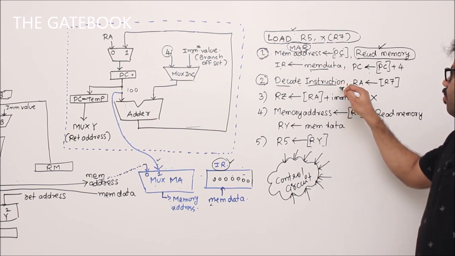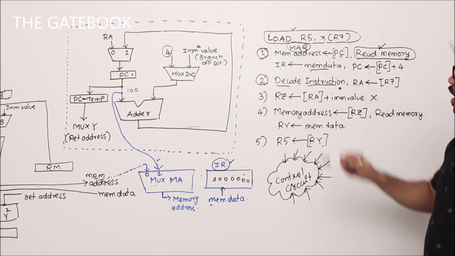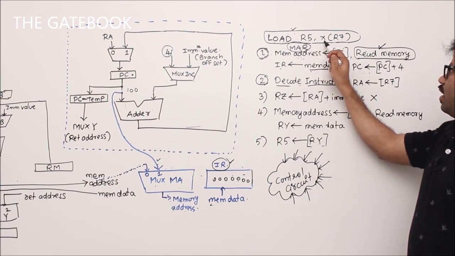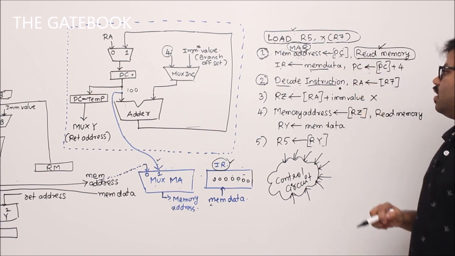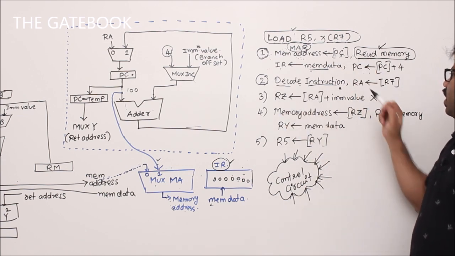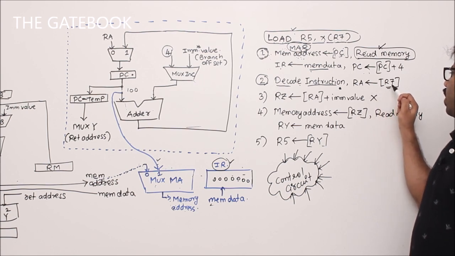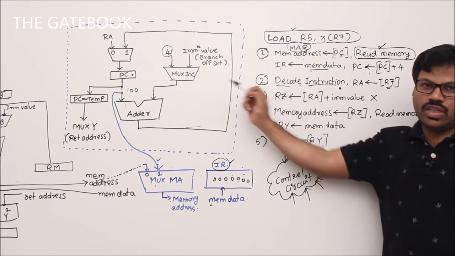Now by this time your processor understood that it is a load instruction, and register 5, register 7 and X, everything is specified, their addresses are specified in the instruction. So in the second level, what is going to happen, you know that, right? We send the R7 value, the content of R7, to RA. Okay, if you want to see that, I will show that in the picture.